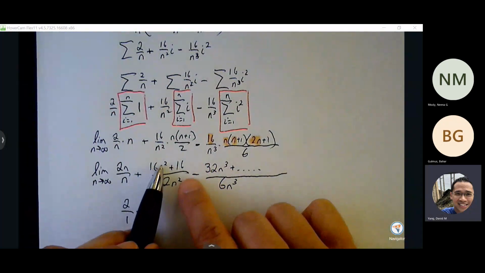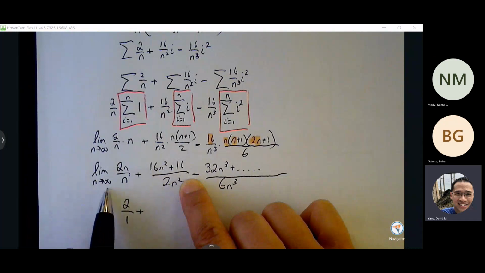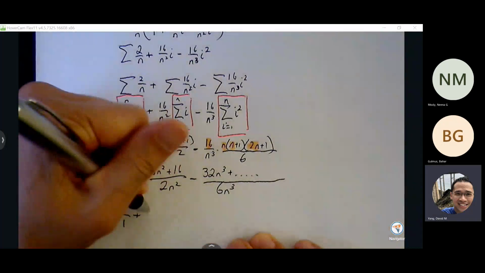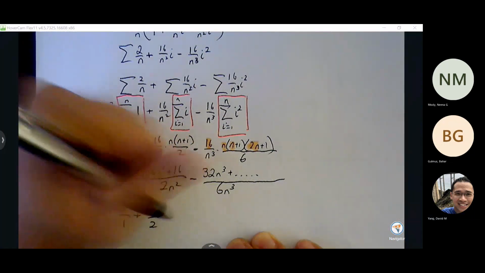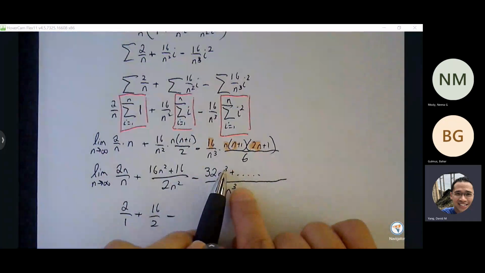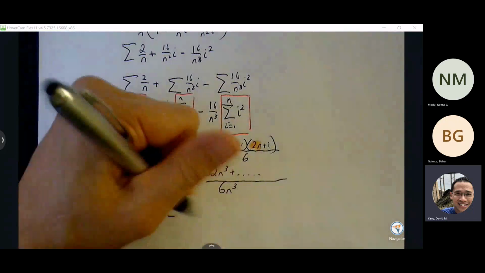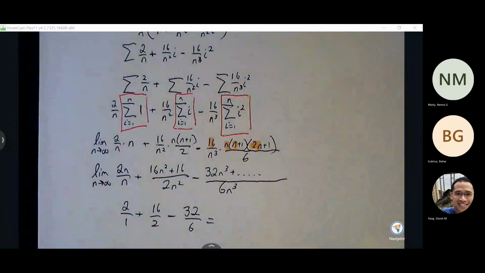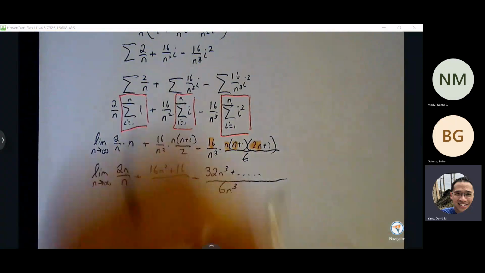Second fraction, limit as n approaches infinity. I find the highest degrees. The degrees match. I just take the ratio of the coefficients. Degrees match, ratio of the coefficients. Okay, so 2 plus 8 minus 32 over 6.